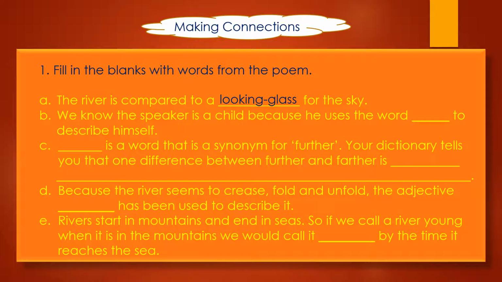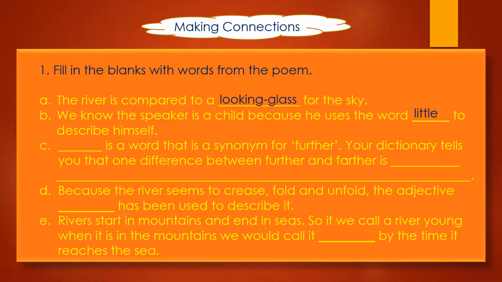We know the speaker is a child because he uses the word dash to describe himself. So children, which word did the speaker use to describe himself? That shows that the speaker is a child. Yes, he used the word little. So the word little shows that the speaker is a child, means he is a small boy. So we know the speaker is a child because he uses the word little to describe himself.